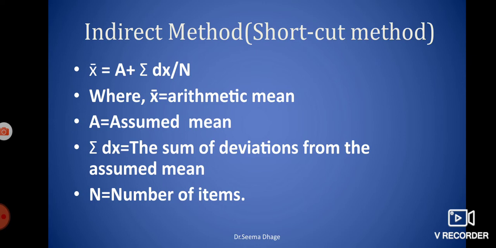It is also called the shortcut method. Here is the formula for the indirect method. Arithmetic mean is equal to A plus sigma dx upon n, where x bar is the arithmetic mean, A is the assumed mean, sigma dx is the sum of deviations from the assumed mean, and n is the number of items. What is meant by assumed mean? Assume means to expect something to be true. So it can be our arithmetic mean according to our logic.